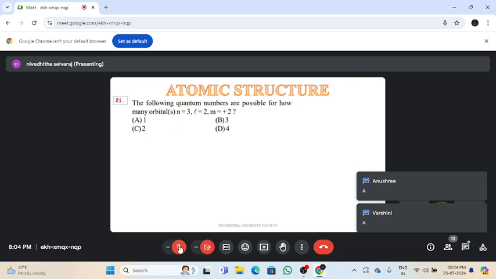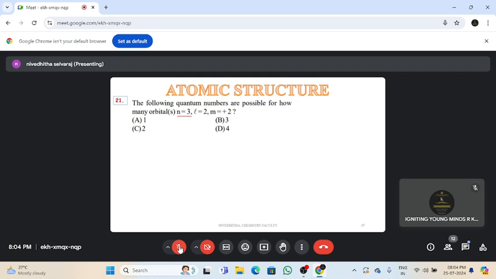Okay, let us check. So, n is equal to 3. So, this is the third shell, right? In the third shell, how many subshells will be there? 3 subshells. What are they? l is equal to 0, l is equal to 1, and l is equal to 2. They have mentioned the azimuthal quantum number is 2. So in the l is equal to 2 subshell, how many orbitals will be there? 5 orbitals will be there. 1, 2, 3, 4, and 5.